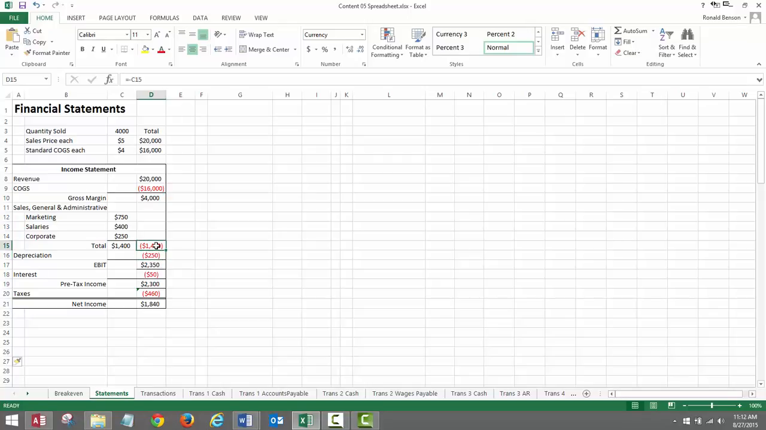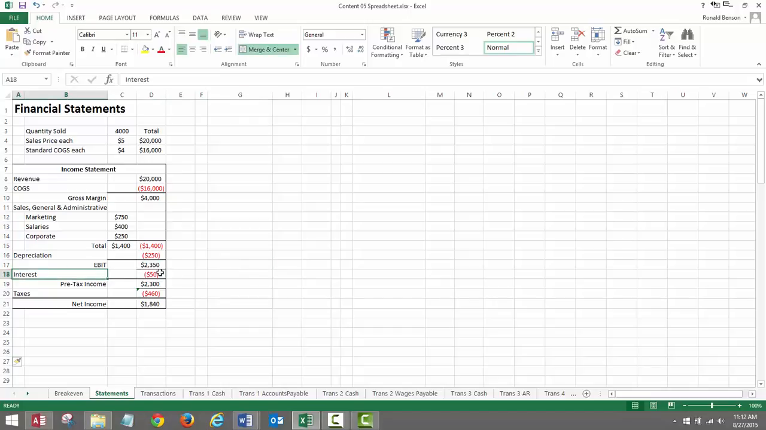And so we subtract out the fixed cost and the depreciation from the 4,000 and we get $2,350. That is what's called earnings before interest and taxes. Before interest and taxes should strike a balance, say yes, we have interest and taxes yet to take out.